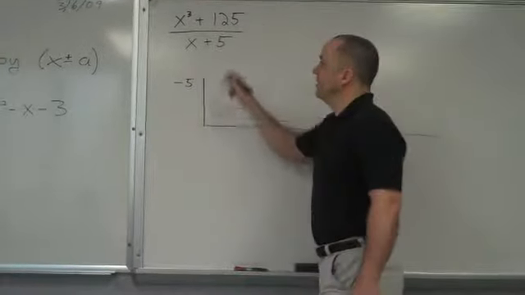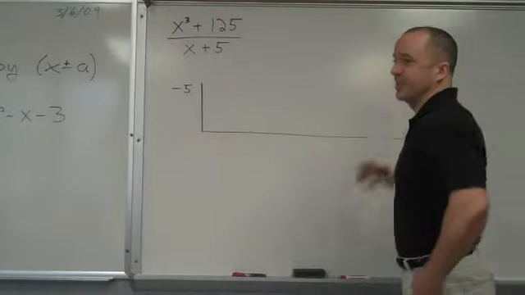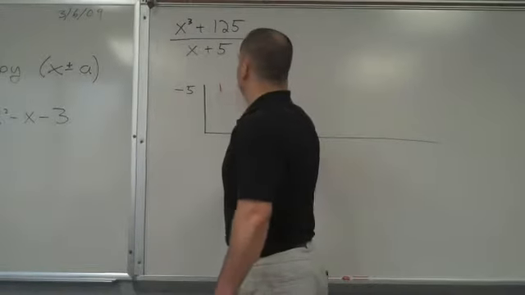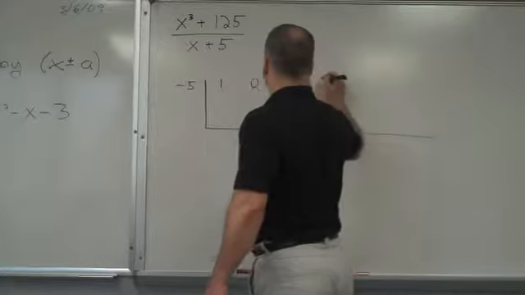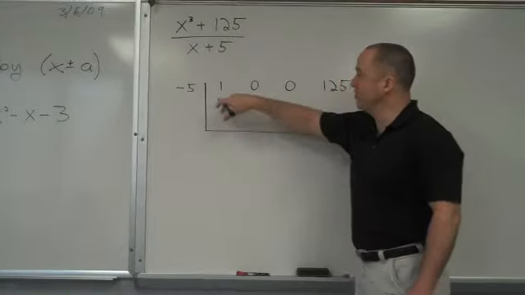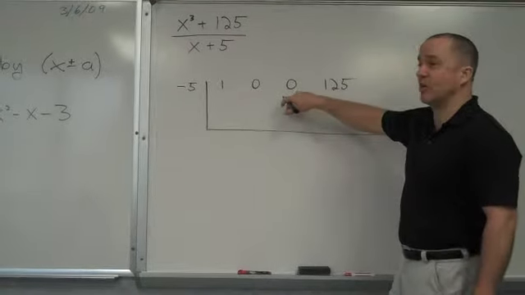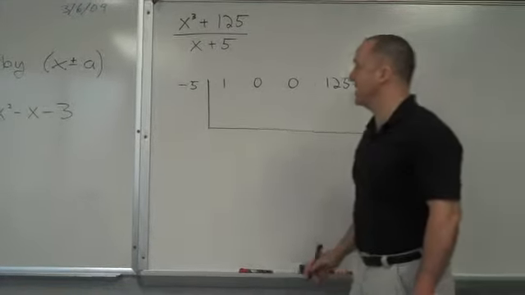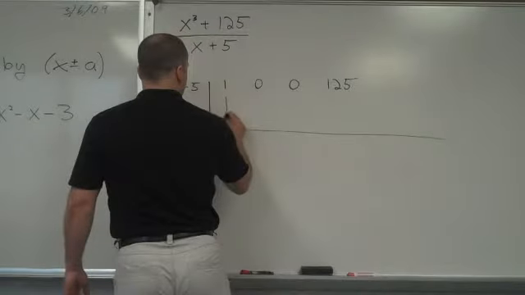Eli, since you suggested it, what do I have to write as my numbers across here? Oh, 1, 0, 0, and 125. Excellent. This represents 1x cubed plus 0x squared plus 0x plus 125 like we did yesterday. Now we bring down the 1.